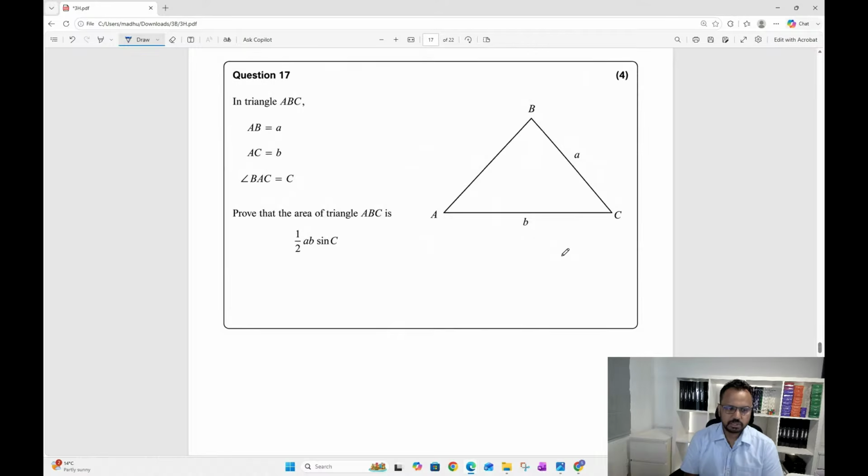This is an interesting question. Let me tell you why. Here's a triangle, and you need to prove that the area of a triangle is given by half ab sin C. Now, you can't use the formula.